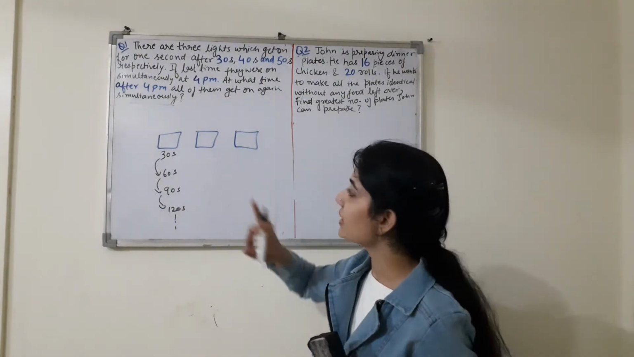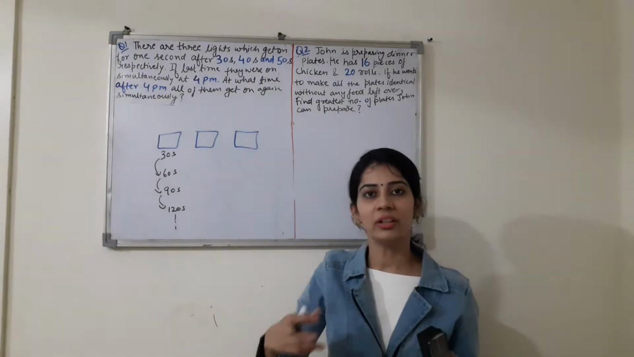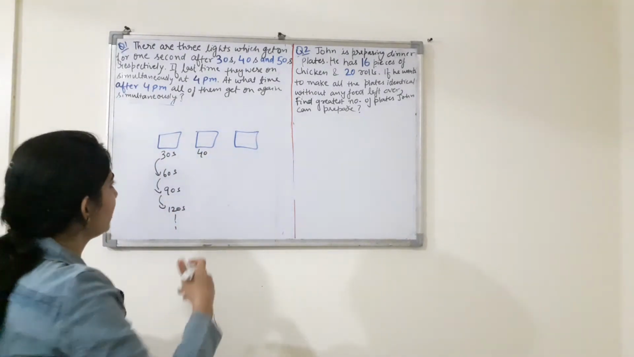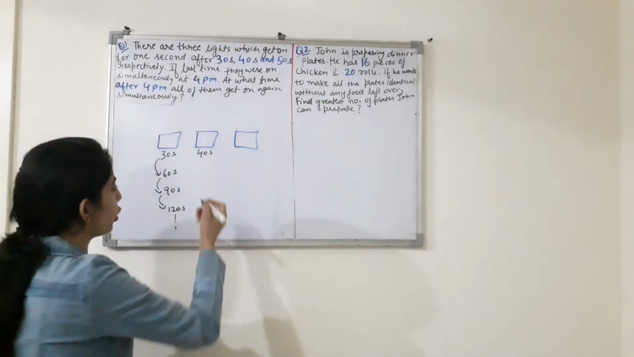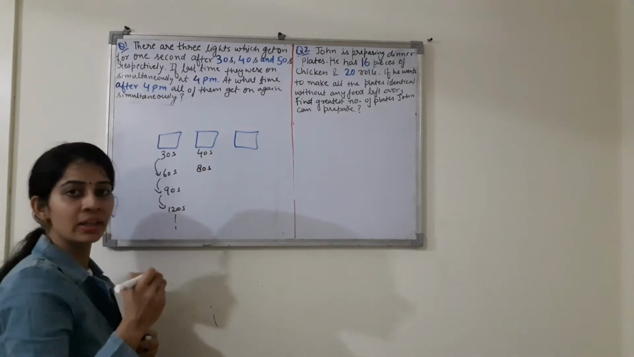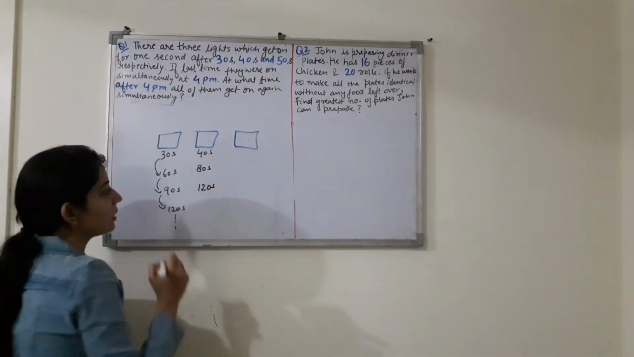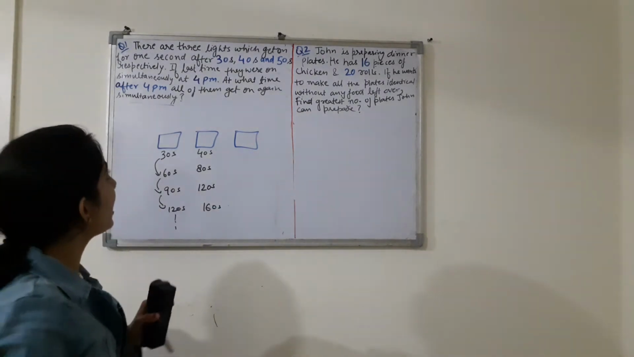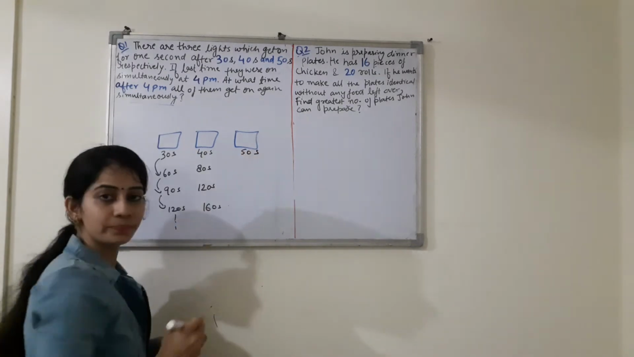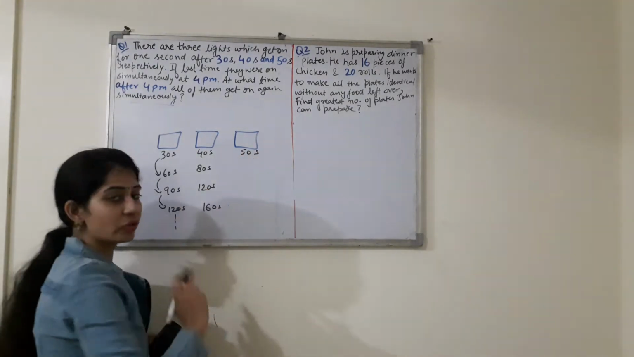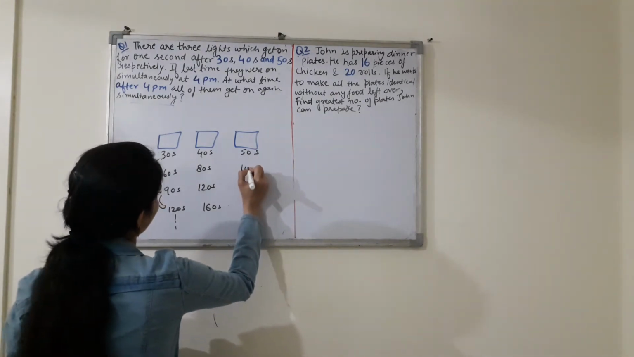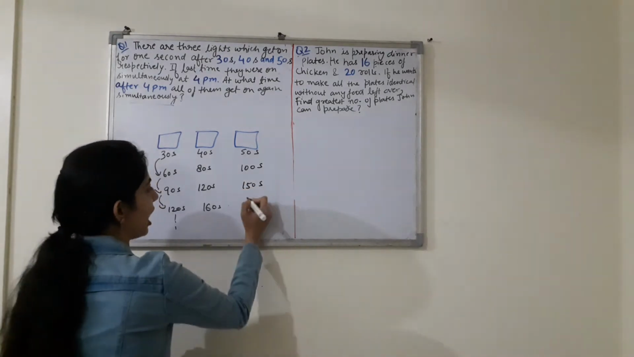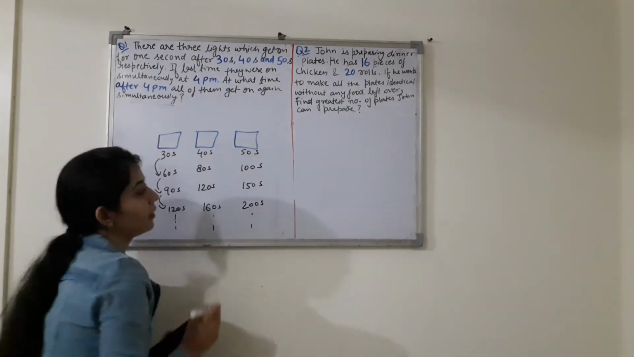Similarly, the second light will get on after each 40 seconds. First it gets on at 40 seconds. After that it will be 40 plus 40, or 40 into 2, which is 80 seconds. Then next it will be 120 seconds, then 160 seconds. Similarly, the third light will get on after each 50 seconds. So first time at 50 seconds, then second time at 100 seconds, then 150 seconds, after that 200 seconds and so on.